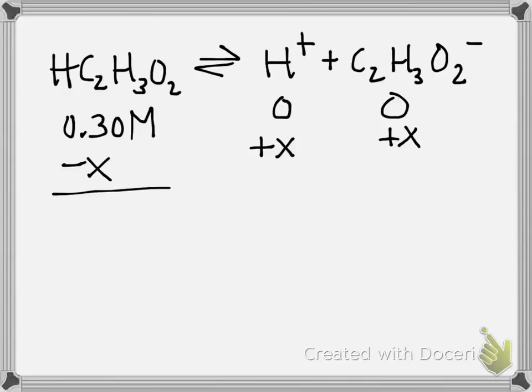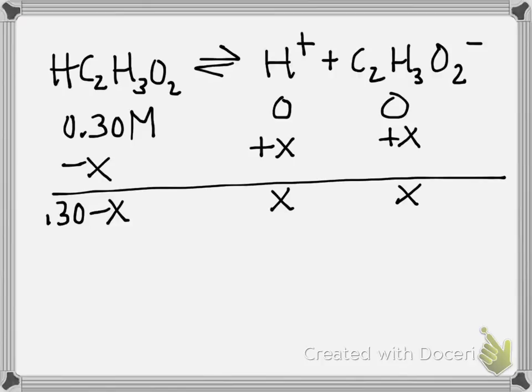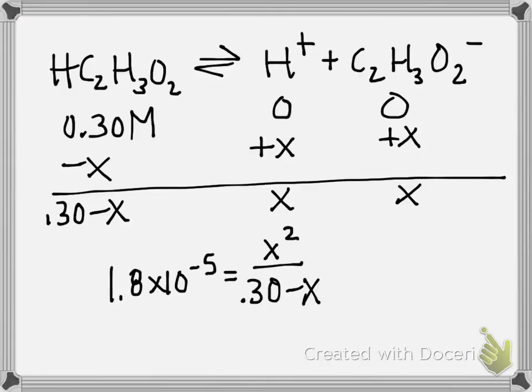So I have to set up a RICE chart: 0.30 minus x, x, and x. I'm given a Ka value, 1.8 times 10 to the negative 5th. That's equal to products over reactants, so x squared over 0.30 minus x. And then I can solve for x. This is going to be small, so I can cross it out. So x is the square root of 1.8 times 10 to the negative 5 times 0.30.